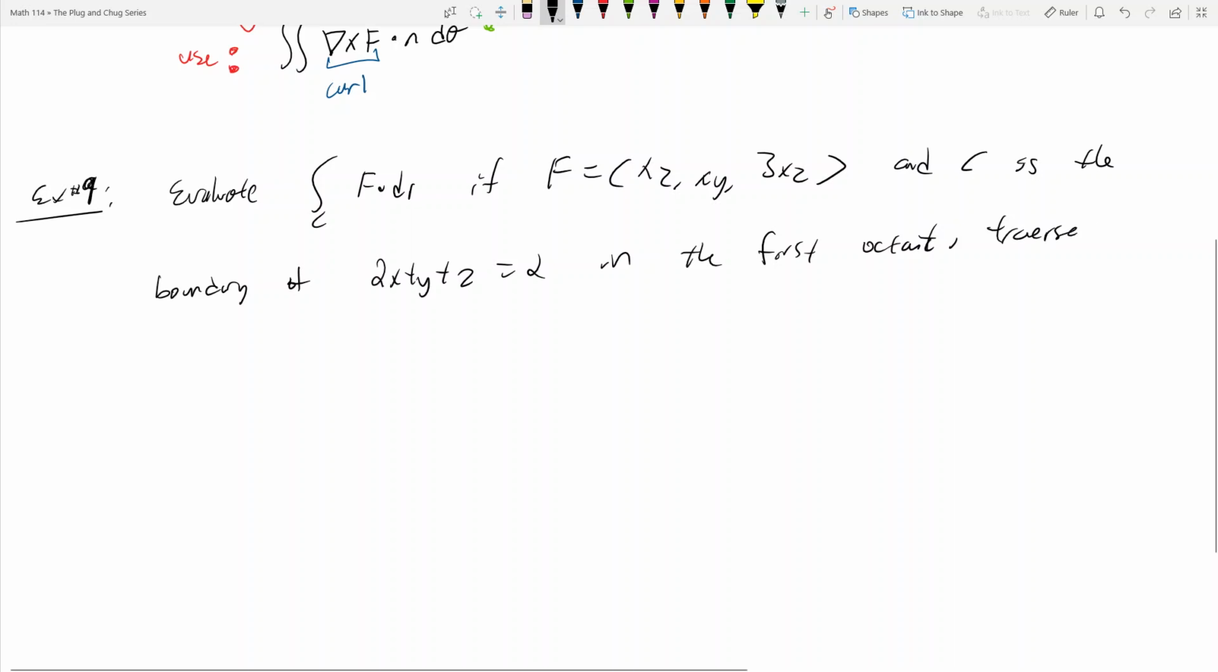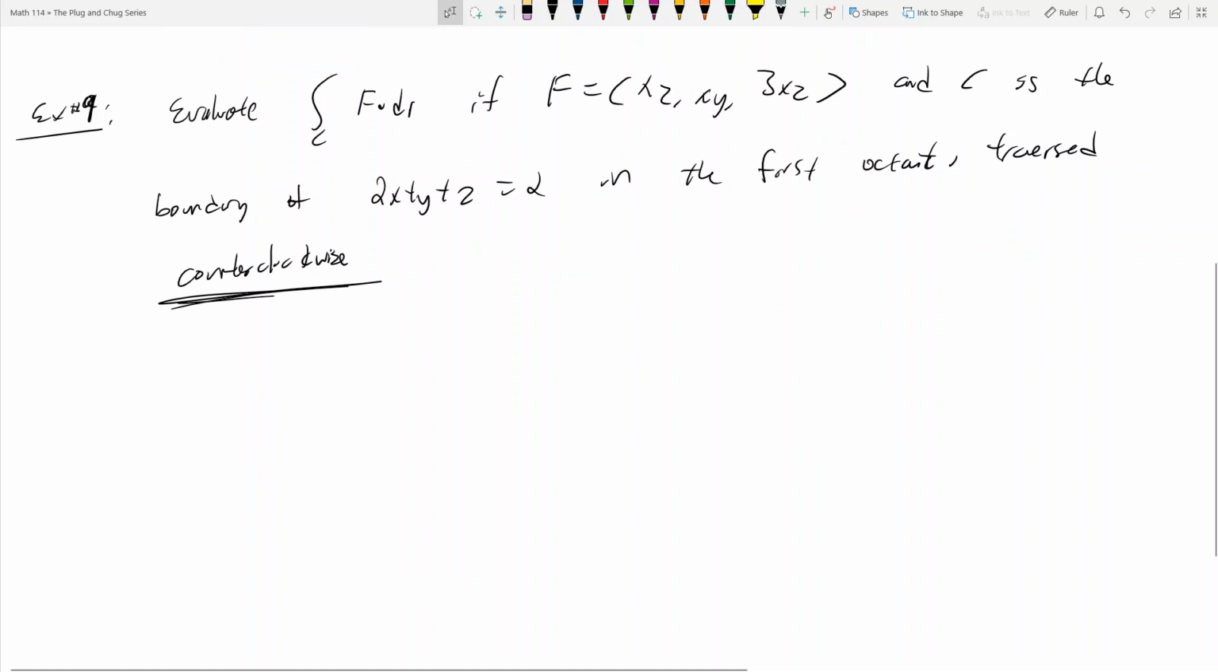Traversed counterclockwise. All right, so again, you want to make sure that when you're doing a line integral, you want to be counterclockwise. There's a picture that's included in the book, but I'll draw it here.